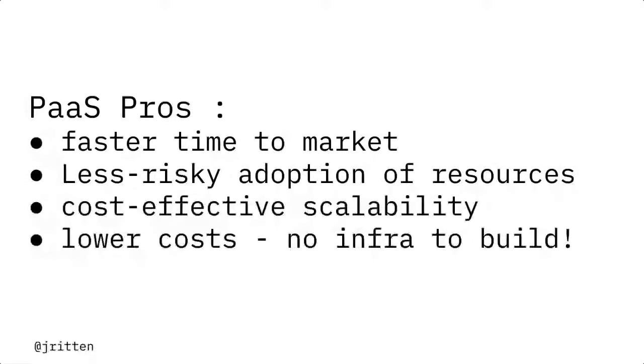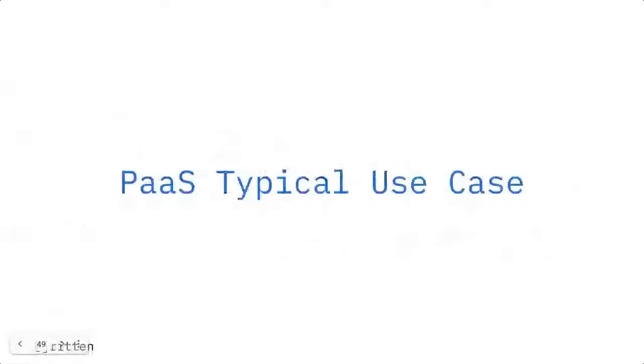The last thing is it really lowers costs. So because there's no infrastructure to build, your upfront costs are a lot lower. And costs are also lower and more predictable because most platform as a service providers charge customers based on usage. So for instance, if you were using Red Hat OpenShift on IBM Cloud, you are being charged based on your actual usage. There we go.